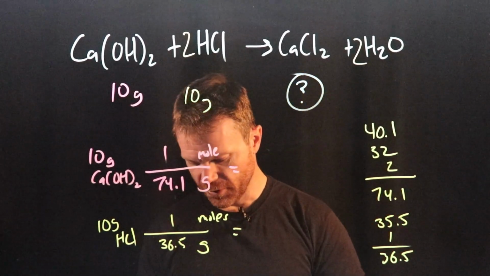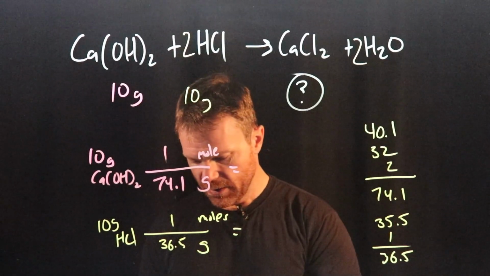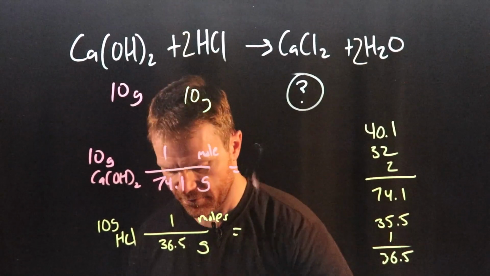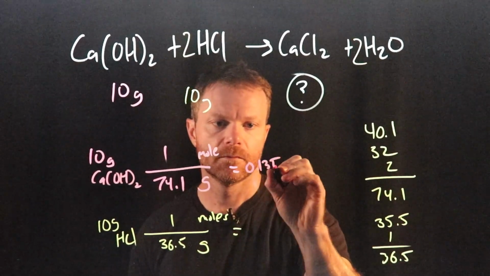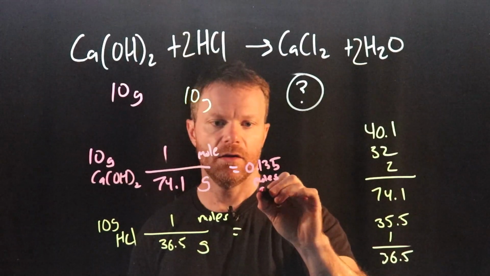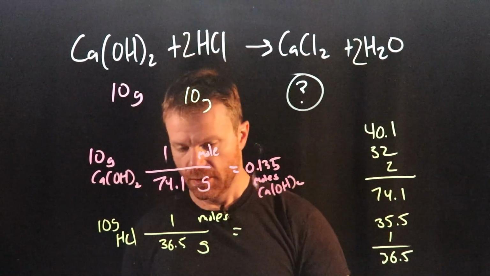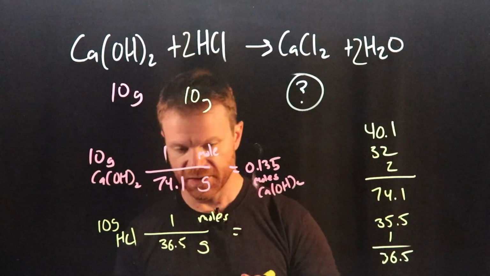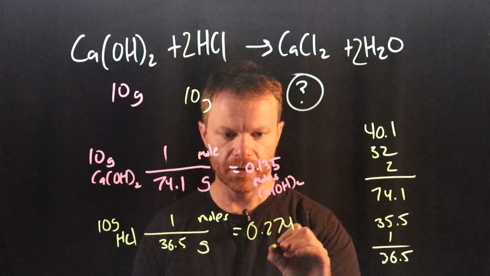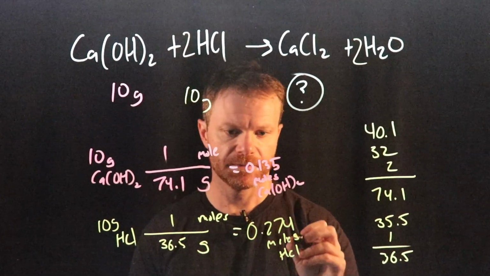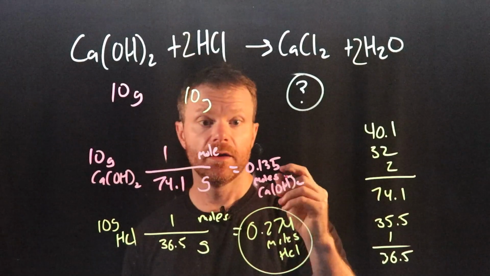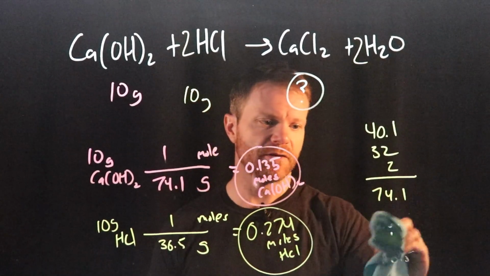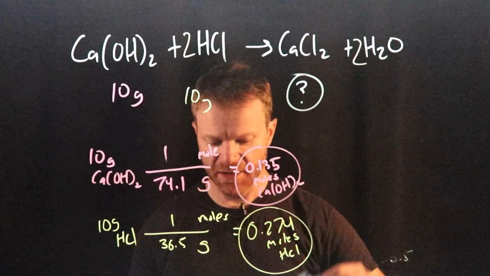So 10 divided by 74.1 is 0.135 moles of calcium hydroxide. And for our HCl, 10 divided by 36.5 gives us 0.274 moles of hydrochloric acid. Okay, so right away, it's a smaller number for our calcium hydroxide and a larger number for our HCl. Does that mean our calcium hydroxide is our limiting reactant?